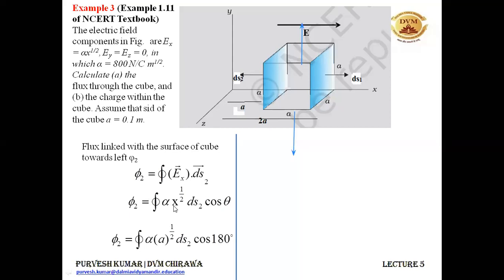And in place of x, I have written A, because the distance of this surface from our origin is A. See, it has been given in the question, it is A. I do hope it is clear. So in place of x, I have written A to the power half, and alpha x to the power half is in place of Ex, because it is given in the question that Ex is equal to alpha x to the power half. All right. Cos 180 is -1. So in place of cos 180, I should write -1.